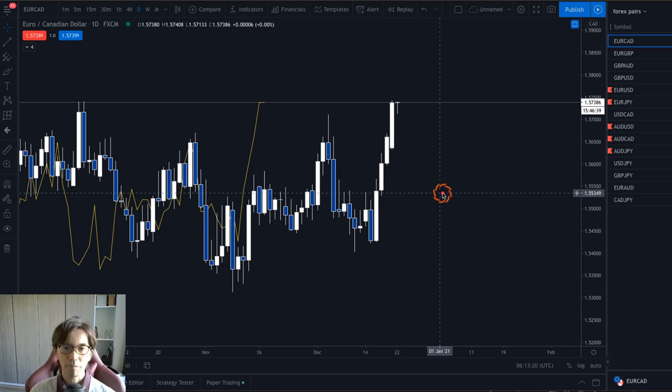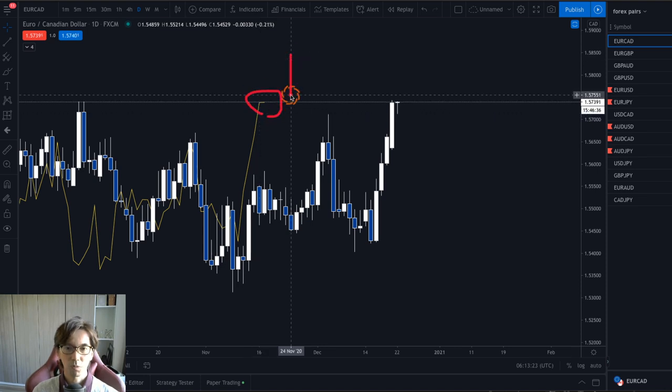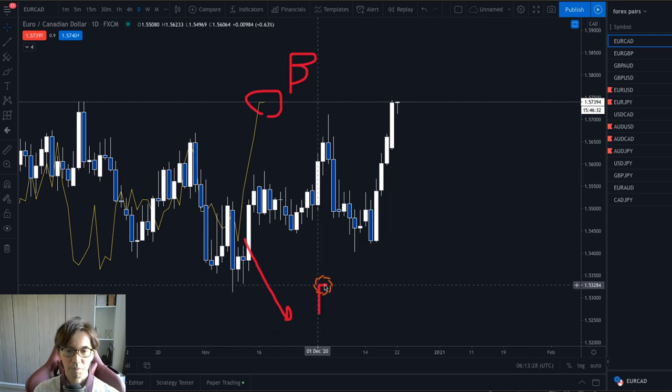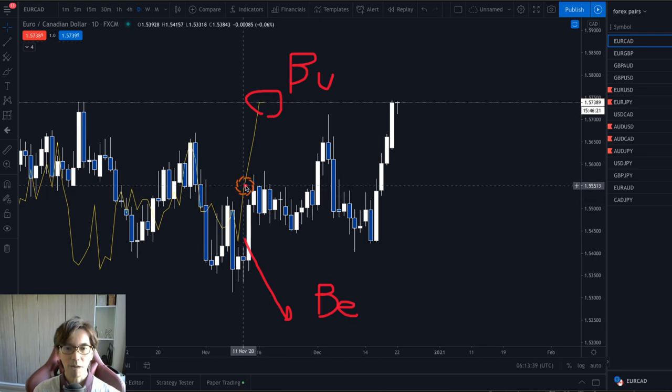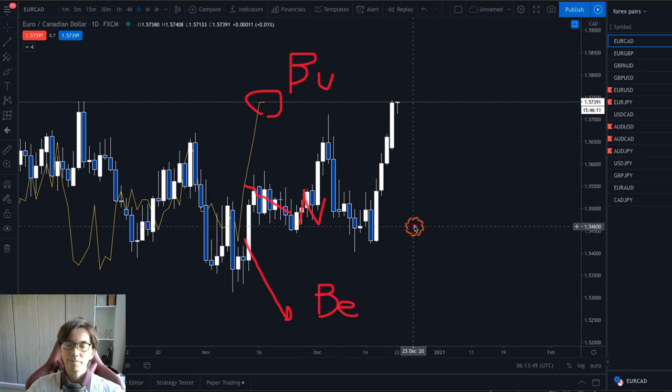Simply, when the Chiko Span is above the candles, this shows a bullish momentum. And when Chiko Span is below the candles, it shows bearish momentum. And when the Chiko Span is exactly overlapping with the candles like this, the market is in equilibrium and there is no direction in the market. So simply, just by looking at the Chiko Span location in relation to the candlesticks, you know whether the market is bullish, bearish, or has no trend.